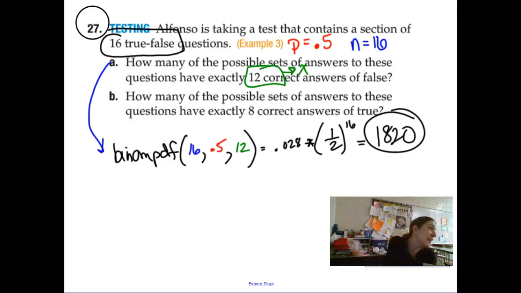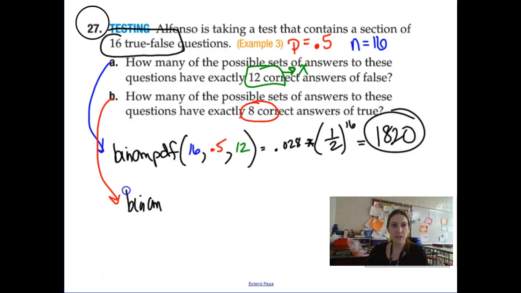Thank you. And is everything good? All right, so the question underneath it is comparable, a little different this time. I want exactly 8. How many possible answer combinations do we have here? For 8 correct answers, true. Again, 50-50 shot for true, false, so I don't really care whether you're thinking of them as successes or failures. But on my calculator, binomial PDF, 16 trials, still a 0.5. And this time it's exactly 8 successes, if you want to think of it that way.